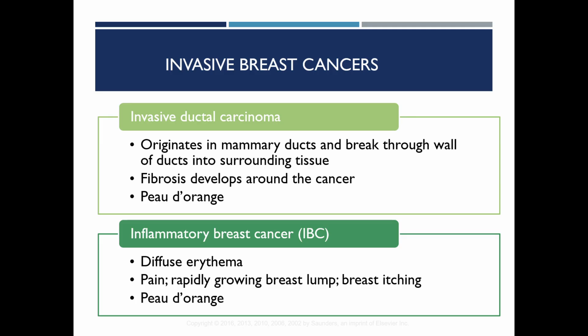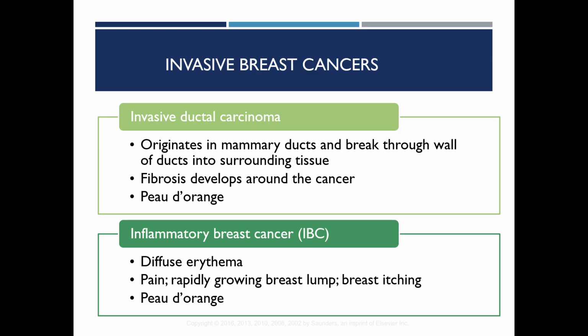All right. And then it talks about invasive cancers. It talks about invasive ductal carcinoma and inflammatory breast cancer. So invasive ductal is the most common type of invasive breast cancer. They'll develop fibrosis, which shortens the Cooper ligaments, and the skin will thicken and dimple, causing this peau d'orange. It resembles an orange peel. You need to remember that.